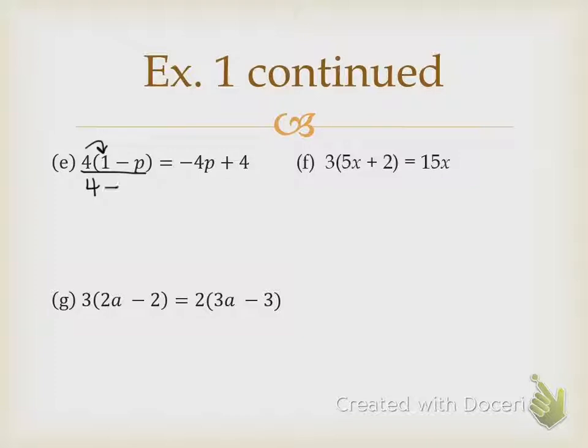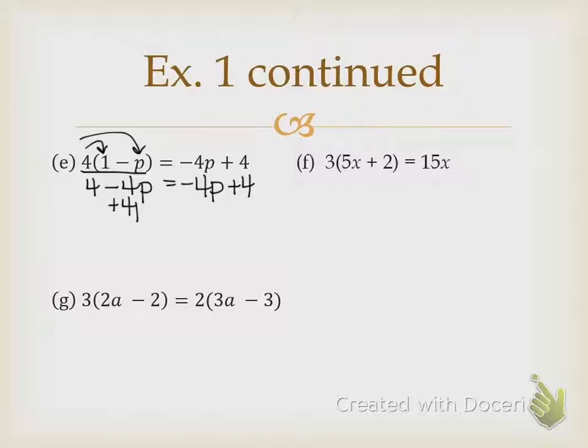4 minus 4p. Perfect, okay? We bring down what we haven't used. Do we have any like terms to combine? No. Do we have a variable we need to move? Yeah, what do we need to move? Negative 4p. And how are we going to move negative 4p?